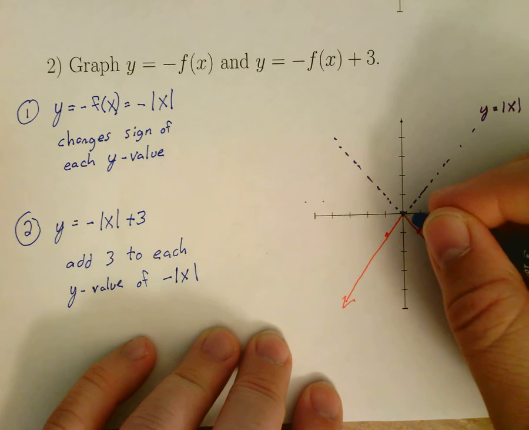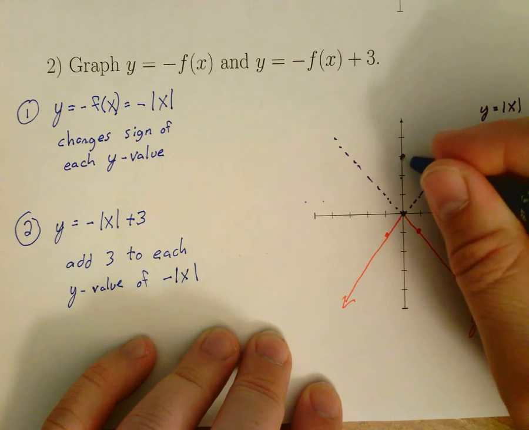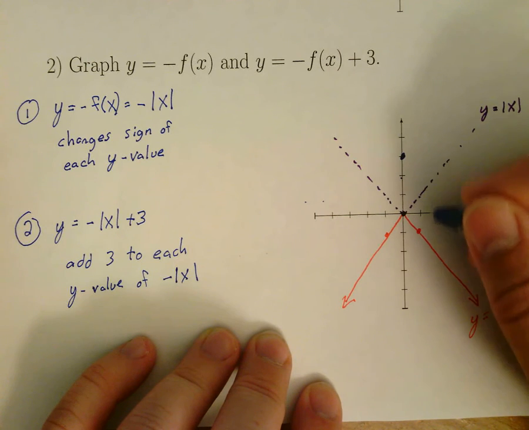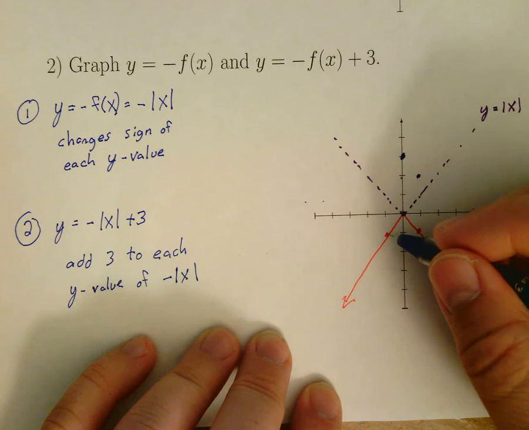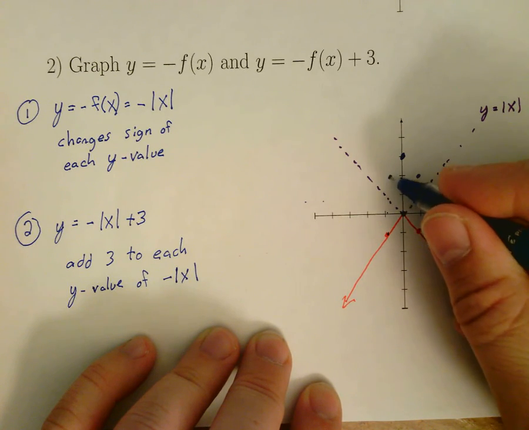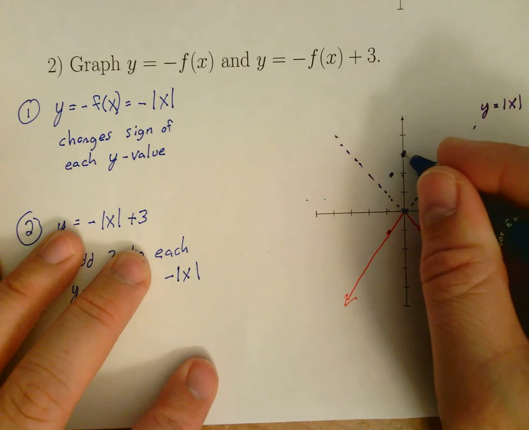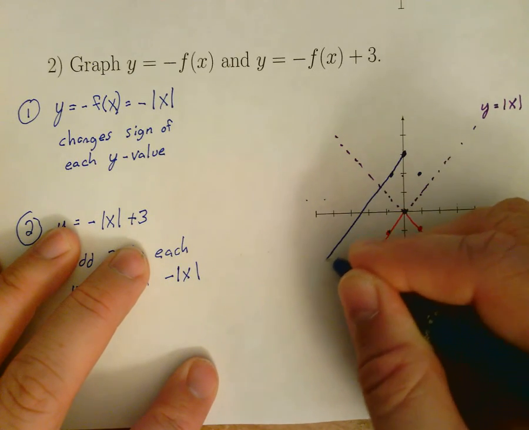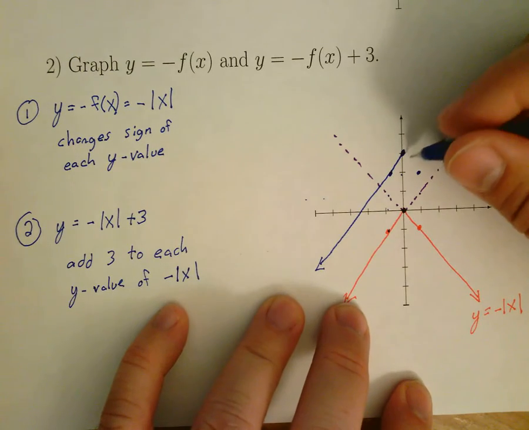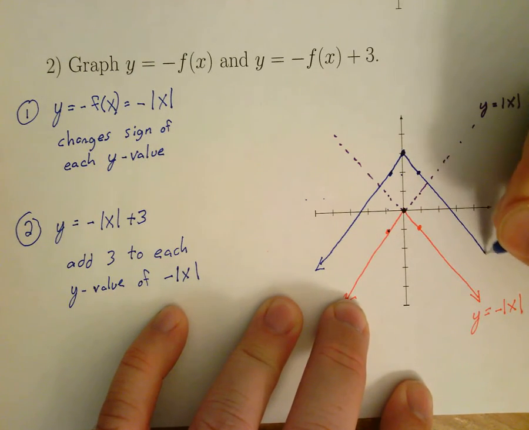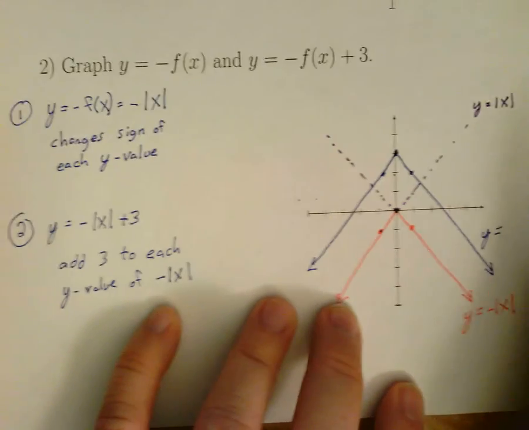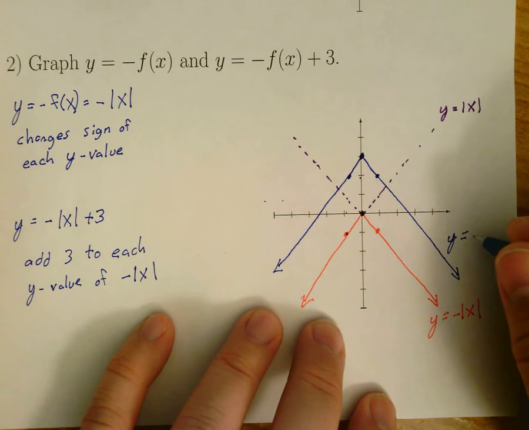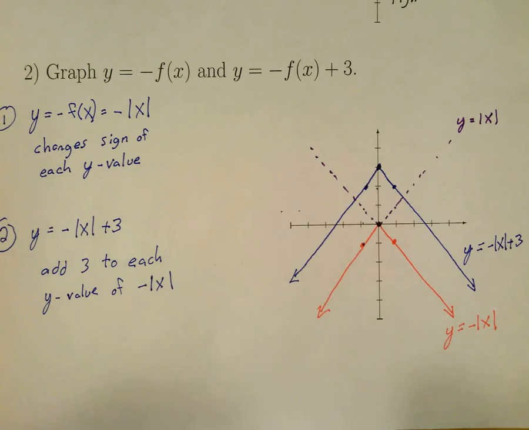So if I take 0 and I add 3 to it, 1, 2, 3, and again if I take negative 1 and add 3 to it, and if I take this little guy and I add 3 to it, 1, 2, 3, of course by symmetry, what you see is that it simply adds 3 to each y value. So this blue one that I have here is y is equal to negative absolute value of x plus 3.